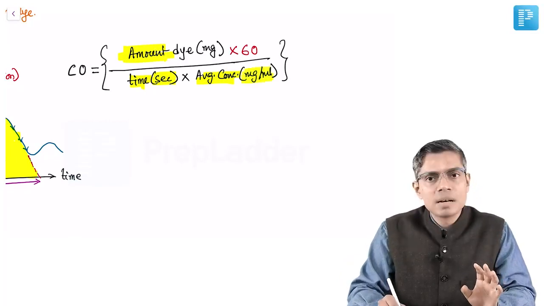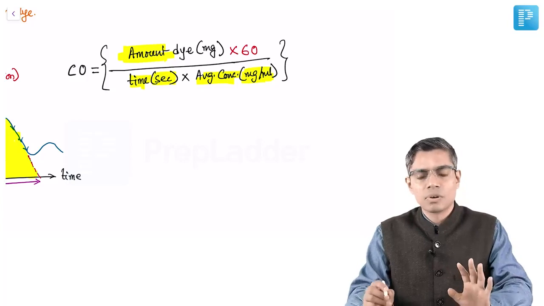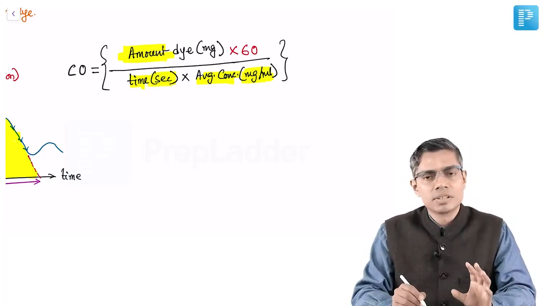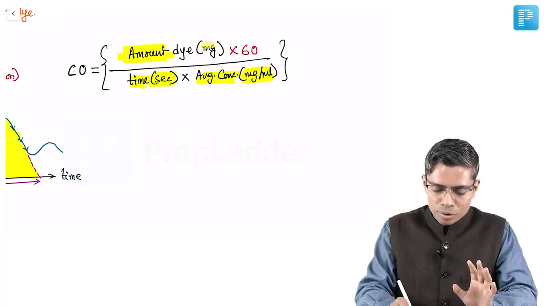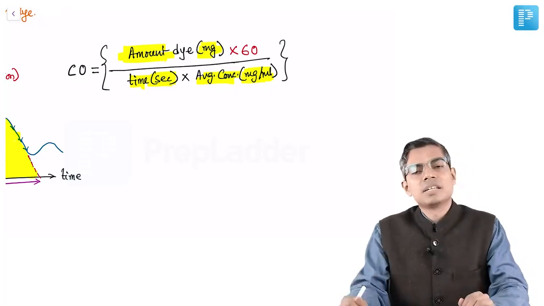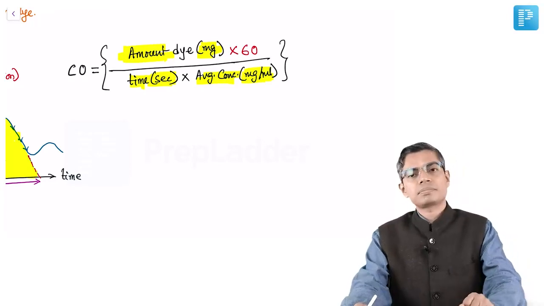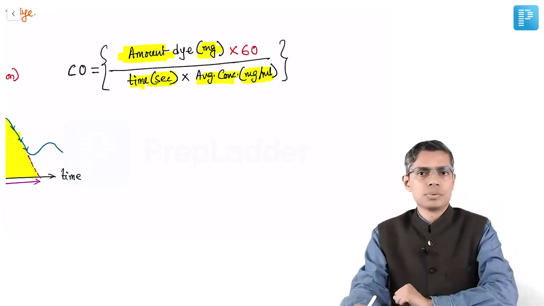If it is given in milligram per ml, that is okay. Otherwise you have to convert the unit into milligram per ml, and the time you have to convert into seconds, right? And the amount of dye which is injected, that unit also has to be in milligram, right? So this way the dye dilution method is used, right?